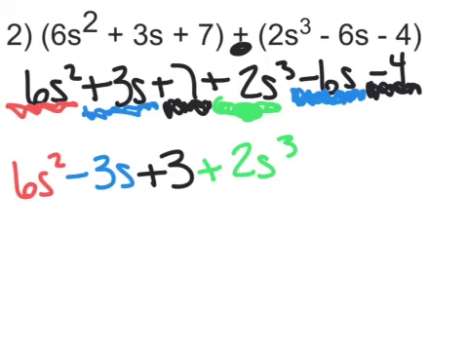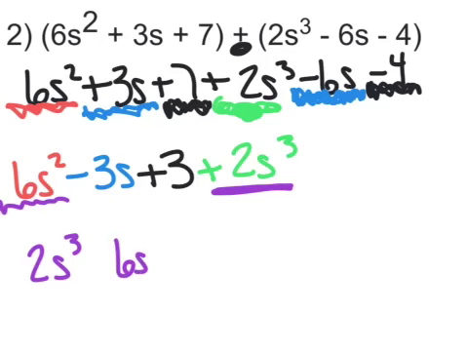Now our last step, though, said that we need to write them in descending order. So if we look for descending order, you're going to look for the biggest exponent on your variable. So the biggest exponent would be this one at the end. This one has an exponent of 3. And that's a positive 2s cubed. So that one's going to go first. Then let's look for an exponent of 2, which would be this one up here. So this 6s squared. There's not a sign in front of the 6, so that means it's positive. So we're going to say plus.